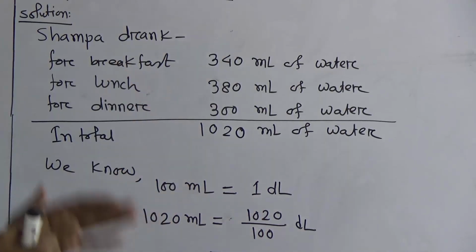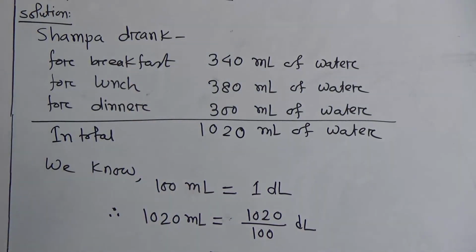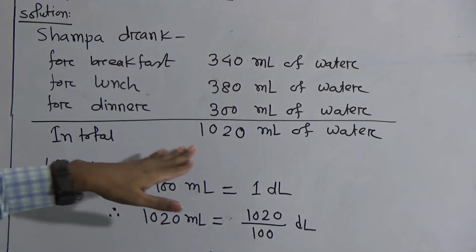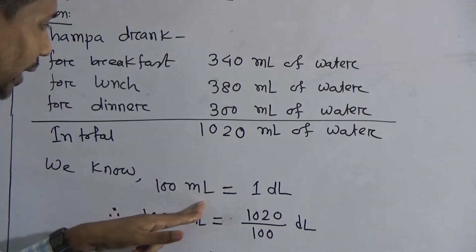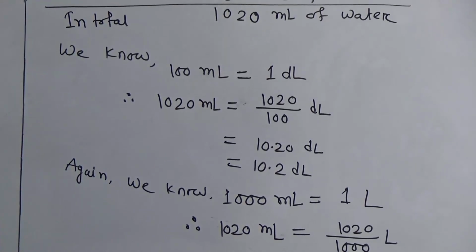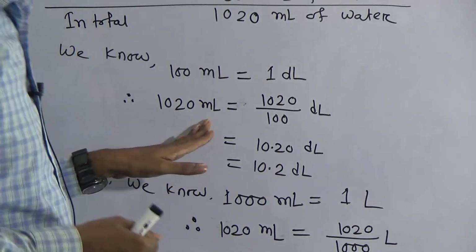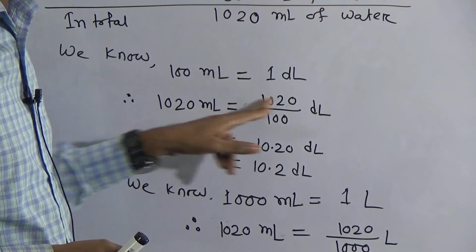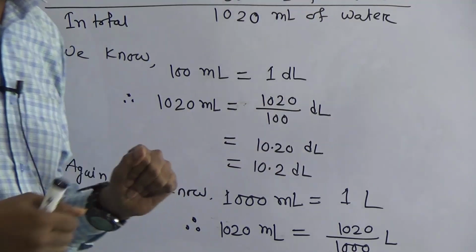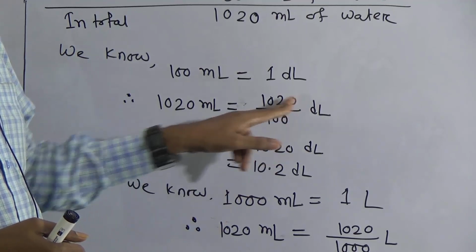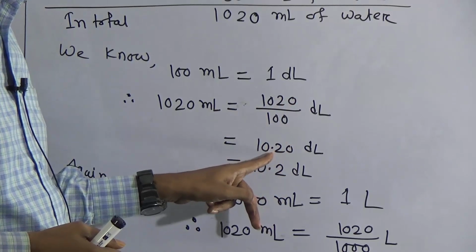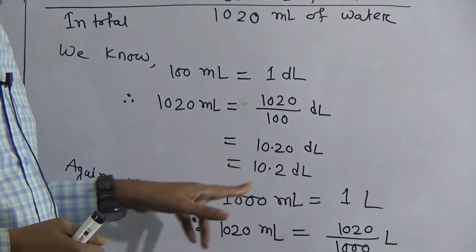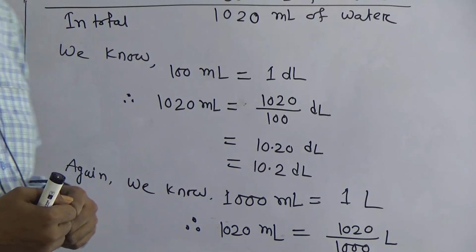Now according to the question we have to convert this into deciliter and also liter. Already we have got 1020 milliliter. Now look, 100 milliliter equal to 1 deciliter we know. Therefore 1020 milliliter equal to what? 1020 by 100 deciliter. You see 1020, that means after 20 you have to put the point 1, 2. That means 10.20. We can write 10.2. Okay.